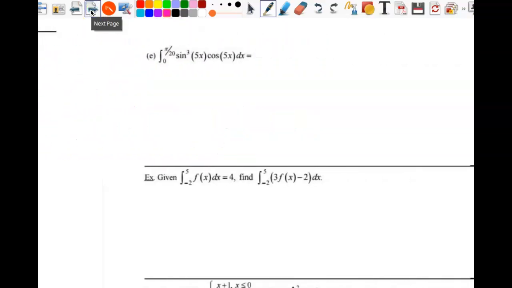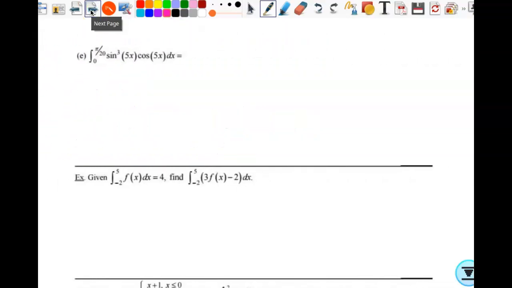Anything else? What's this next question? When you have a sine cubed, what should be the first thing you do? We rewrite it, absolutely. So the integral from 0 to pi over 20 of the sine of 5x cubed times the cosine of 5x dx. Totally rewrite it. There's a lot of things that wouldn't kill you to rewrite so that you don't think about it weird in your brain.